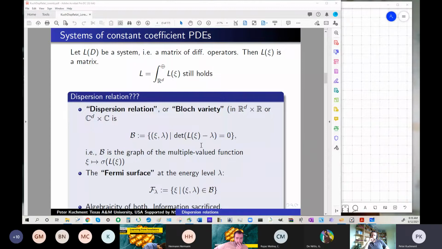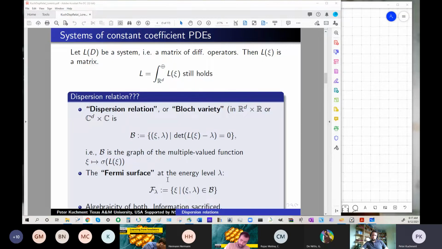So we can call this dispersion relation, quote unquote, defined as follows. Consider xi's and lambda such that lambda is in the spectrum of L of xi. In other words, it's given by the equation determinant equal to 0. Now it is the graph, but of a multi-valued function, since the spectrum of L of xi consists of several eigenvalues, and those eigenvalues can collide, so it wouldn't be a nice smooth surface like in the scalar case, but still it is a graph, now of a multiple valued function. Okay, I will mention that later. And as before, the Fermi surface is a level surface of this thing.